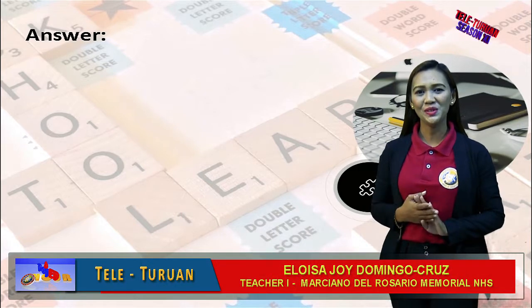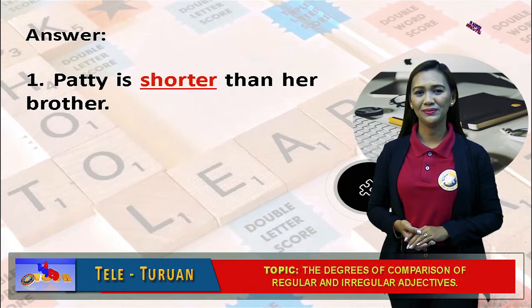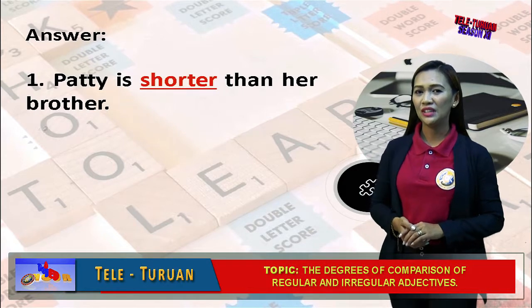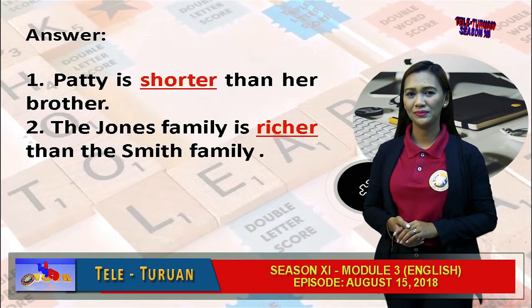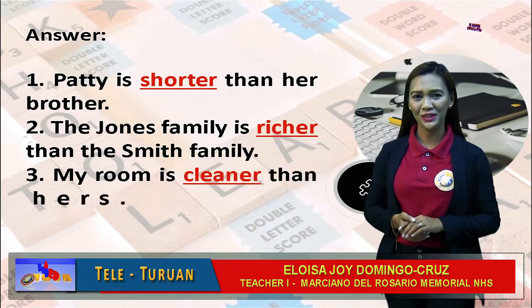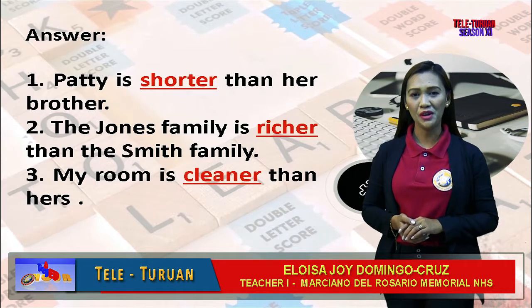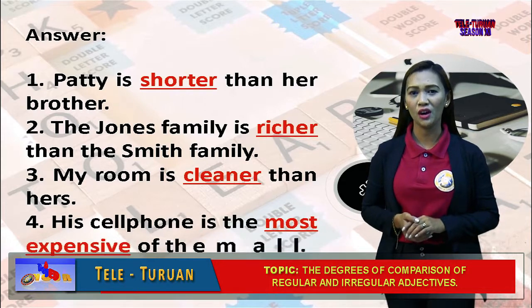In the first sentence, Patty is shorter than her brother. For the second one, the Jones family is richer than the Smith family. Number 3, my room is cleaner than hers. For number 4, his cell phone is the most expensive of them all.